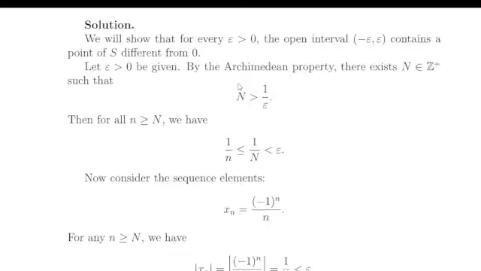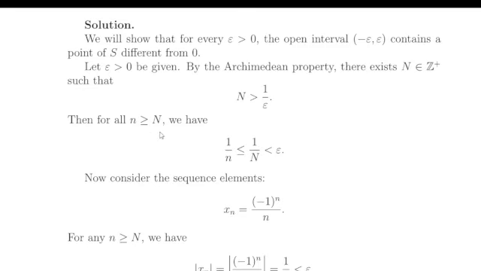So let epsilon be greater than 0, and we know that the open interval from negative epsilon to epsilon contains a point of S different from 0. It contains positive and negative numbers here. By the Archimedean property, there exists a capital N that is a positive integer such that capital N is greater than 1 over epsilon.